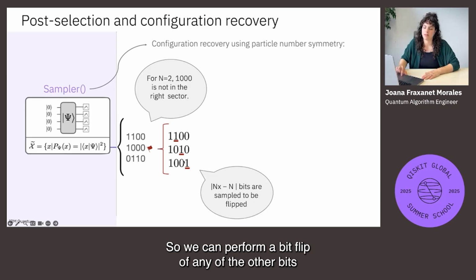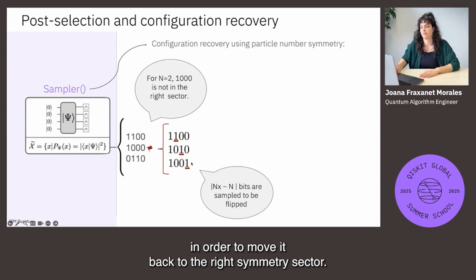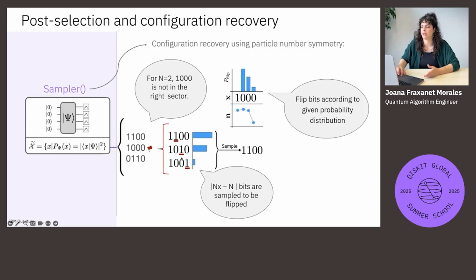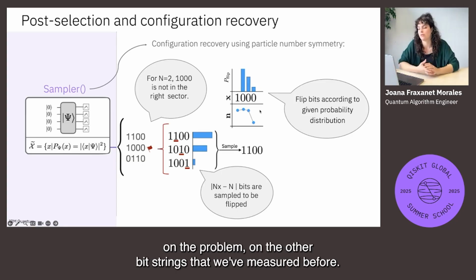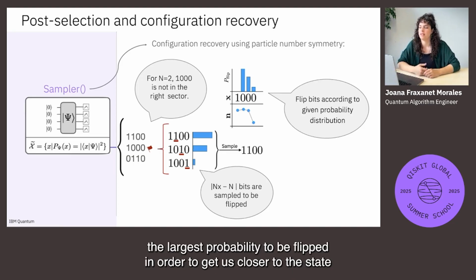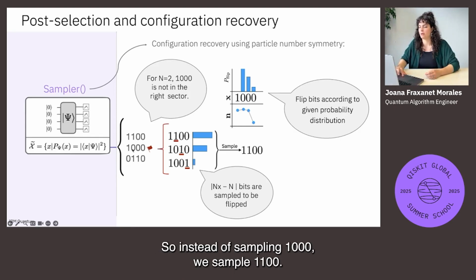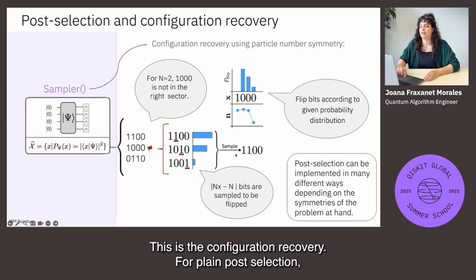So we can perform a bit flip of any of the other bits in order to move it back to the right symmetry sector. Now the question is which of these we should accept, like how do we choose how we perform the correction? Well, in configuration recovery, this is done by using some probability distribution that depends on the problem and on the other bit strings that we've measured before, and this tells us which is the bit that has the largest probability to be flipped in order to get us closer to the state that we're looking for. In this case, it would be the first one. So instead of sampling 1000, we sample 1100, and then we've corrected for this bit flip. This is configuration recovery.